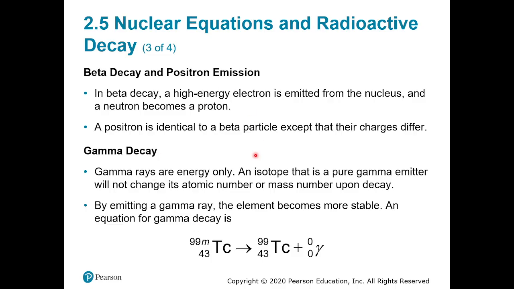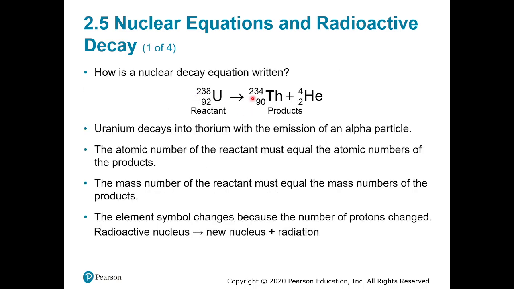This is a beta decay and positron decays. In a beta decay, a high energy electron will be emitted from the nucleus, and a neutron is going to become a proton. And you'll note that if you just follow along with making sure these numbers here match up every time, you'll actually get that every time. It's not possible to get wrong. Okay?